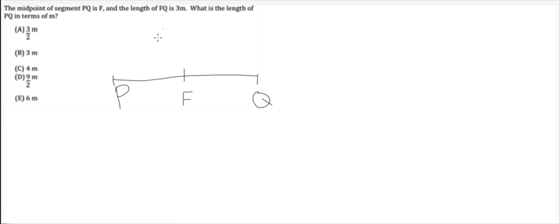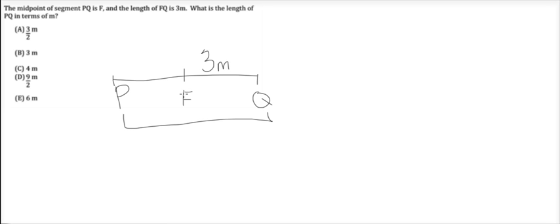What else are we given? We're given that FQ is 3M. So we're going to actually draw that into our diagram as well. 3M is the distance from F to Q. So now what's the question that's being asked? What is the length of PQ? Well, PQ would be this entire distance.